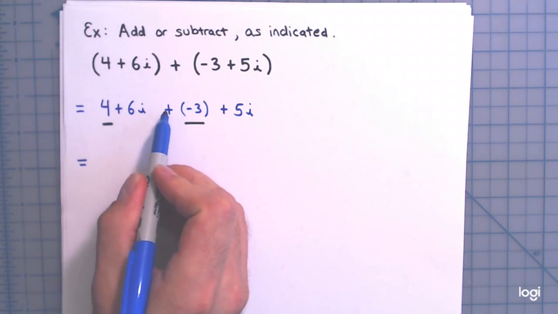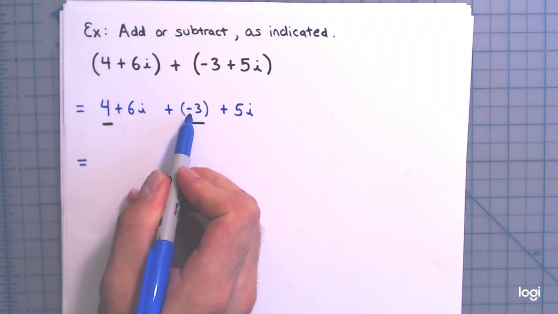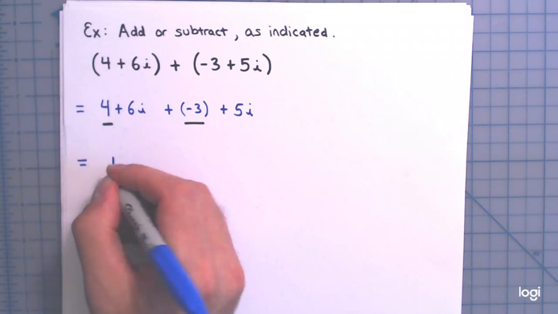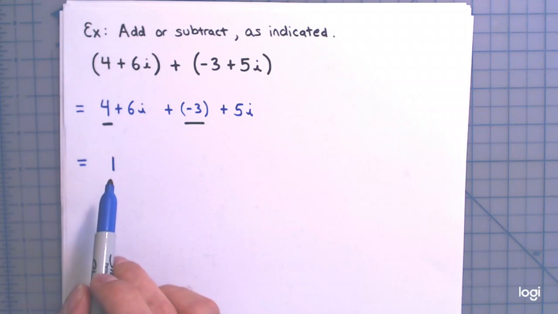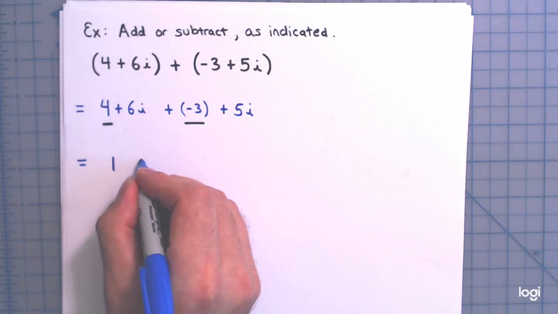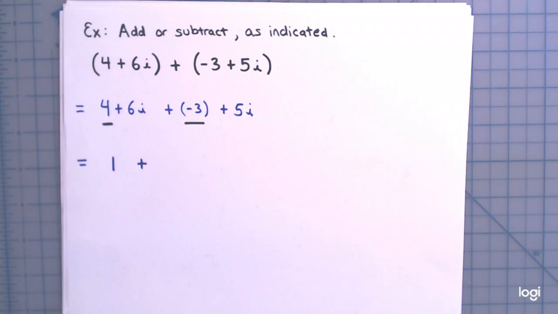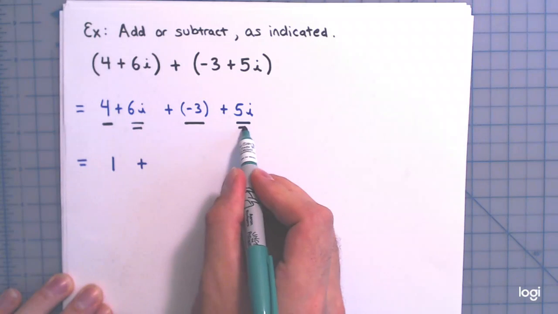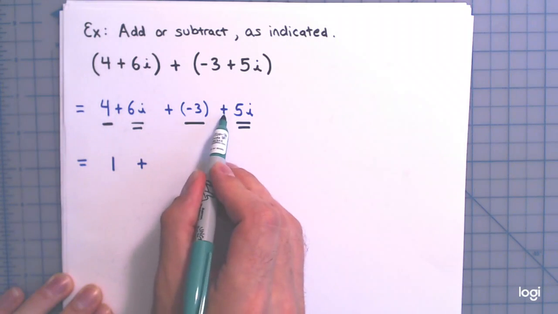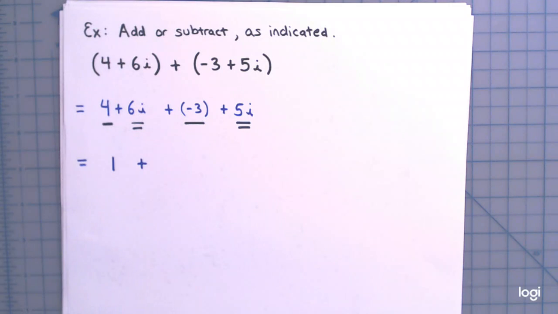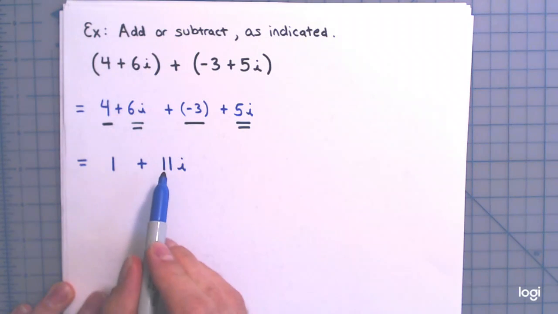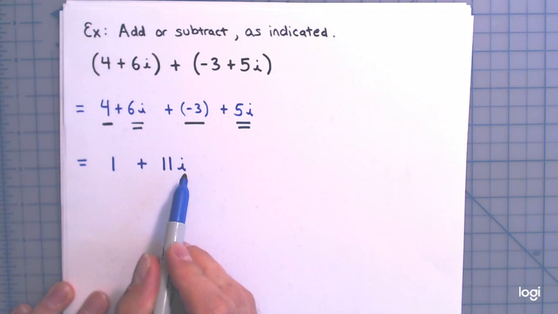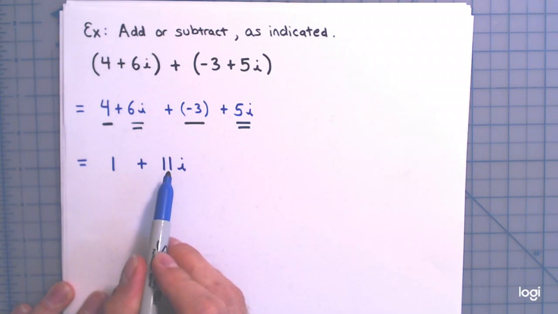And what's 4 plus -3? That's 4 minus 3, right? 4 plus -3 is 1. So the real part of the final result, the real part of the sum, is the number 1. Then I have plus, and then the imaginary parts. Combine the ones with the double underlines, positive 6i plus positive 5i would make 6 plus 5, 11i. So the real number is 1, and then the pure imaginary number is 11i. The real part is 1, the imaginary part is 11.